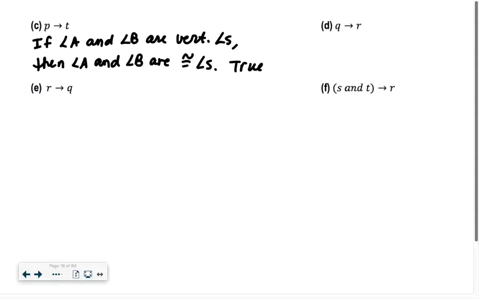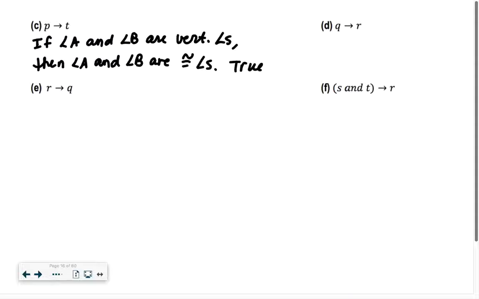But what if I do it in the other direction? What if I said T implies P? If I said A and B are congruent angles, so if A and B are congruent angles, then A and B are vertical angles. Would that be true? Are congruent angles always vertical? Not necessarily. Does that make sense? Do you guys get it? So the order that we go matters. So the if and the then matters. All right, is this making sense?